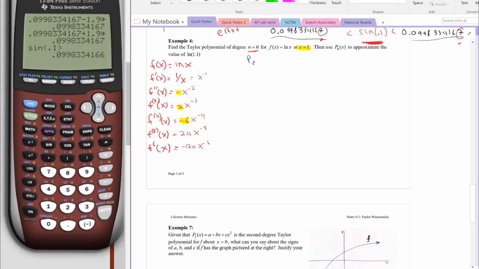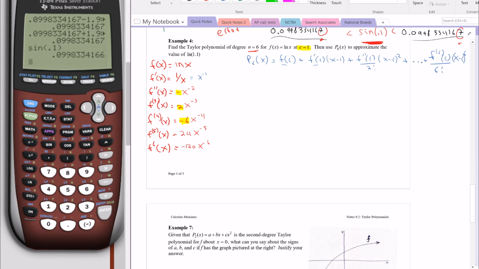So our 6th degree polynomial is f of c plus f prime of c times x minus c plus f double prime of c over 2 factorial times x minus c squared. And you can see that that pattern continues until I get to the term I want, which is the 6th derivative evaluated at c over 6 factorial times x minus c to the 6th, right? And in this case, c is 1. So we need the function and all its derivatives evaluated at 1.